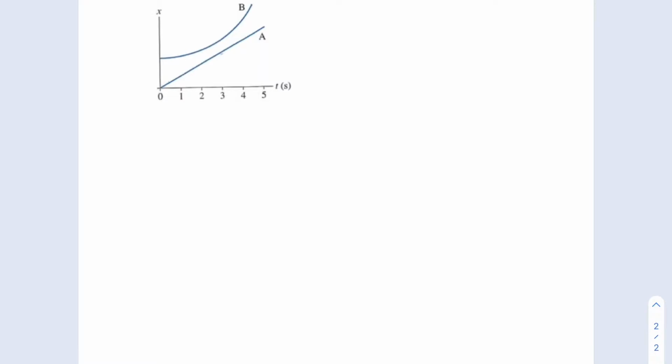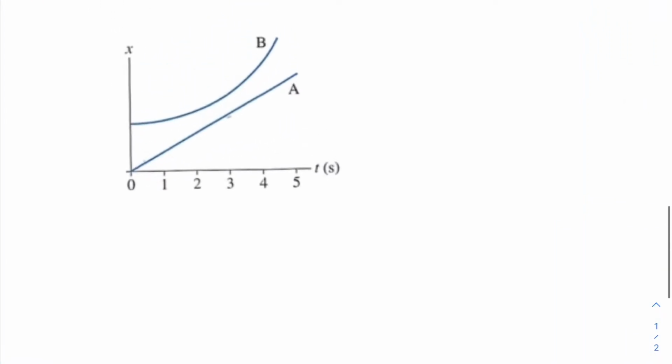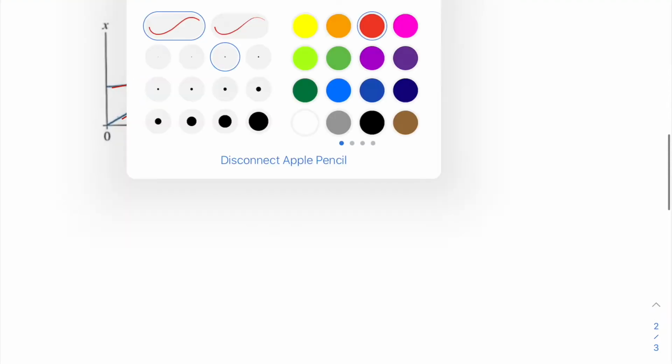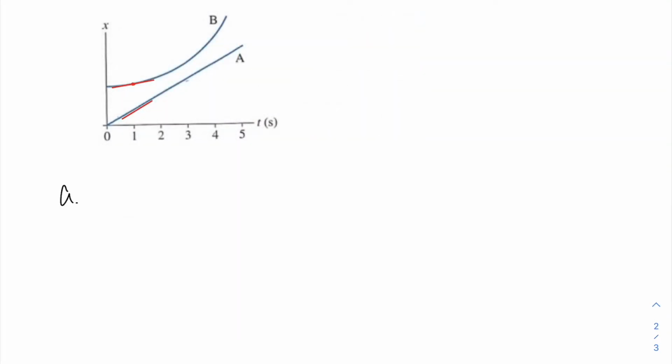So we're looking at 1 second and we're going to compare the slope. A has a constant slope, so that value doesn't change, right? So there's the slope for A. And then at 1 second, which is right here, you could draw a line tangent, and that's the slope at 1 second for object B. What you can see from that is that the slope for B is less than A. So the answer for part A is that the speed of A is greater than the speed of B.